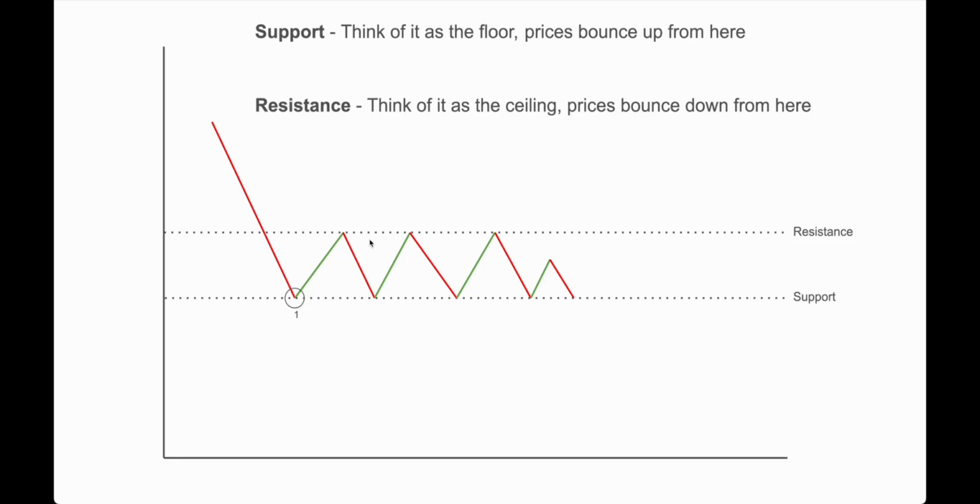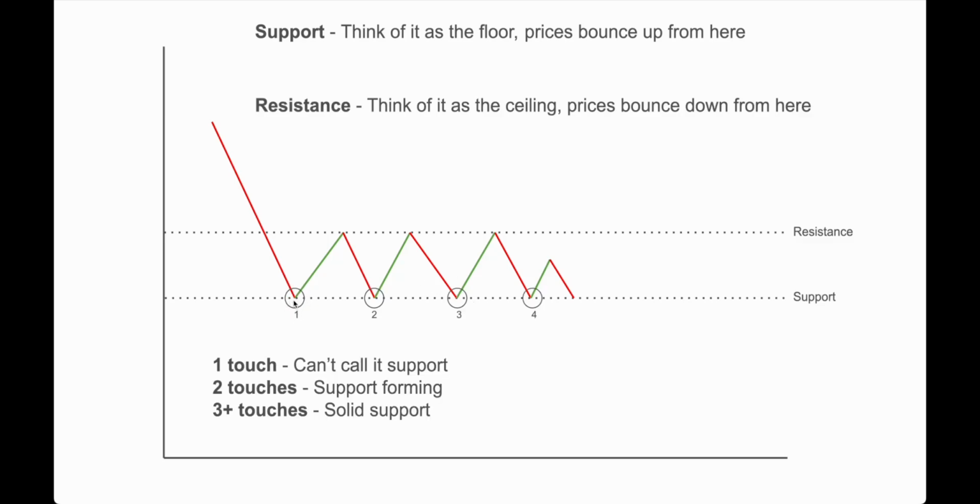How you can play this is you can, for example, buy at support and sell at resistance. And if you do shorting, you can sell at resistance and then take profit at support. One thing to be aware of, the number of times it hits support or resistance is important. If you had just seen this part here and nothing further ahead, you can't really call it support because it's only touched one time. If it's touched twice, you can say that yes, support is forming. And if it touches 3 or more times, then you can call it solid support. So it's a really good level of support.